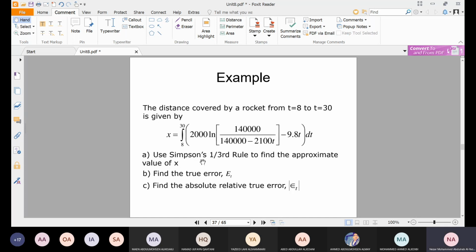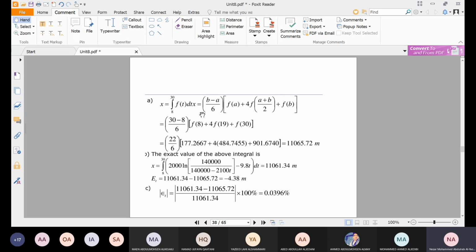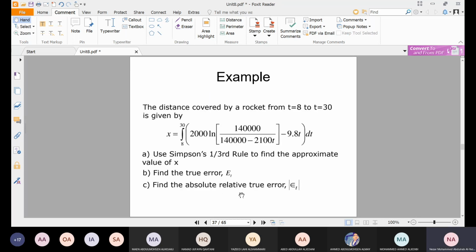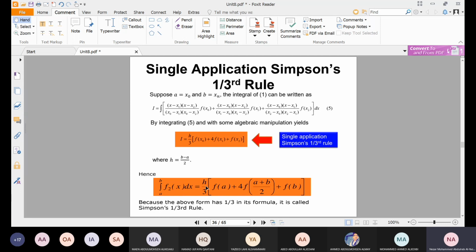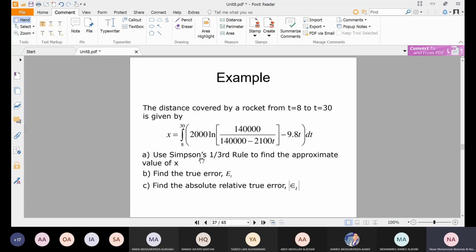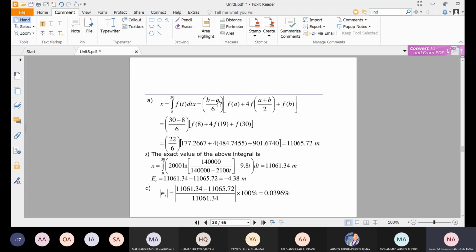Okay, so here we can use either a single segment or multiple segments. If we assume we use only a single segment, this is the rule that we have here: h over 3, and h is equal to b minus a over 2, so the term outside will be b minus a over 6. So here we have b minus a over 6 multiplied by f at a plus 4 multiplied by the midpoint plus f at b.